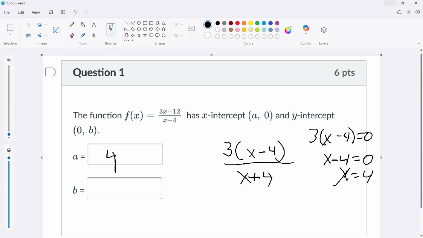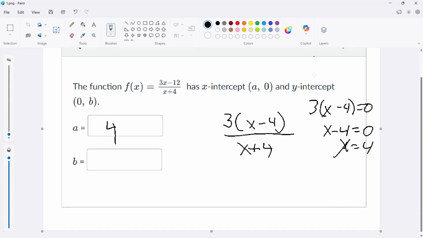How do I find the y-intercept? That's the b. I just turn x into 0. Substitute 0 for x. So 3 times (0 minus 4) is 3 times minus 4, which is negative 12. And on the bottom, 0 plus 4 is just 4. Negative 12 over 4 is negative 3. So b equals negative 3. So the x-intercept is (4, 0), and the y-intercept is (0, negative 3).